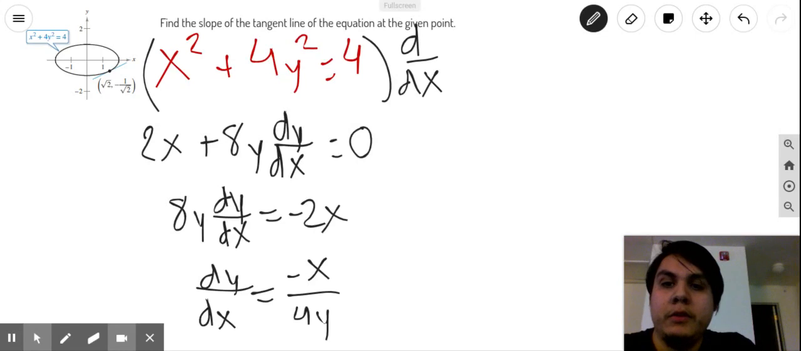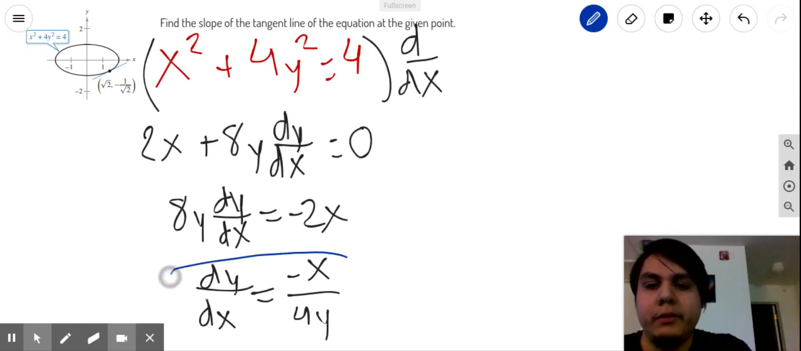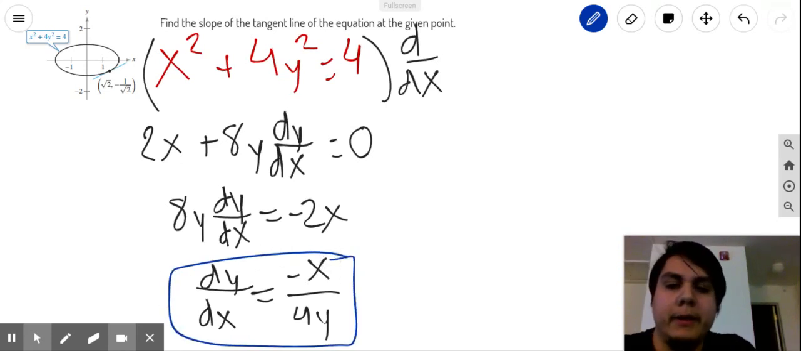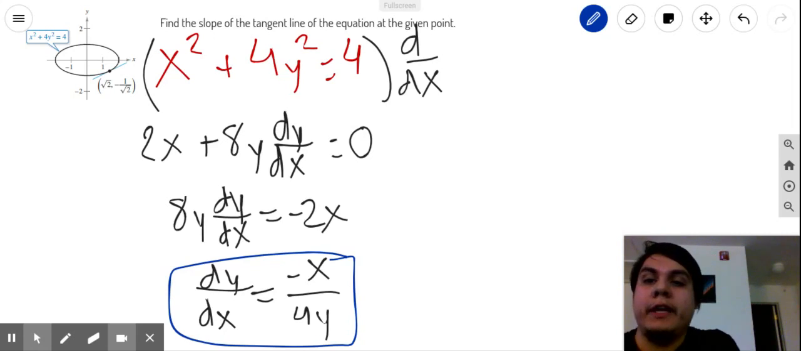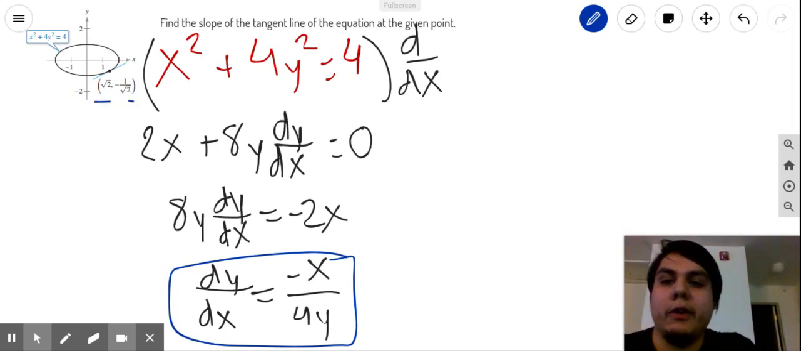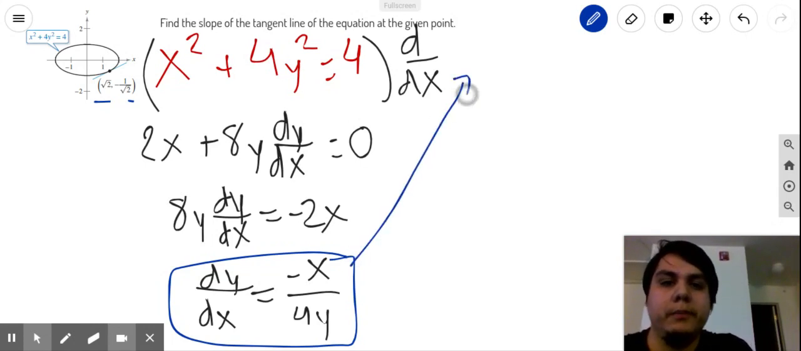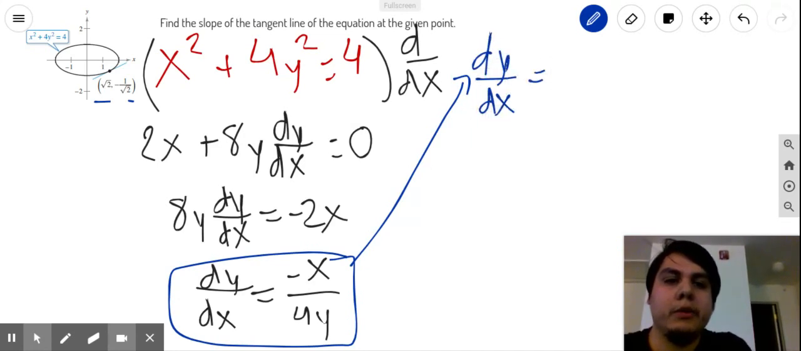Cool. So in order to get that slope, we're going to have to go ahead and use this equation down here, which I'm writing in the blue box. If you note, they tell us what the x and the y values are. They're telling us that x will be the square root of 2 and y would equal negative 1 over the square root of 2. So we're just going to plug that in for the x and y. So dy/dx would have to equal negative radical 2 divided by 4 times negative 1 over radical 2.